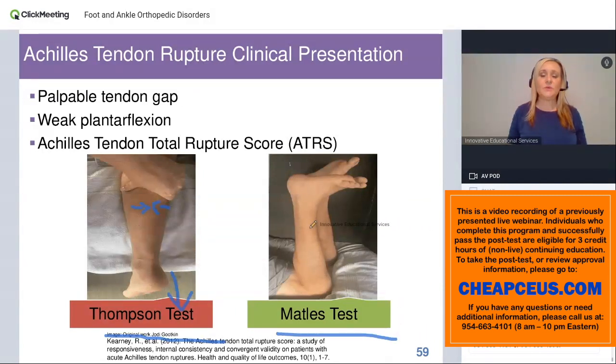Matles test is when you have the patient prone with both of their knees flexed. We would expect, as in the back leg here, for there to be a little bit of plantar flexion. The front leg here, where it drops down into dorsiflexion, that's because we're having giving way here of that tendon.